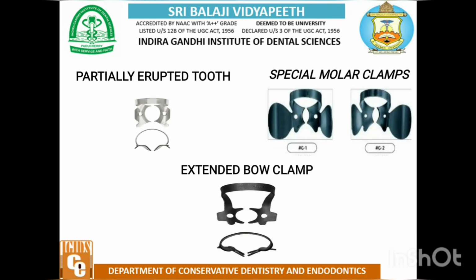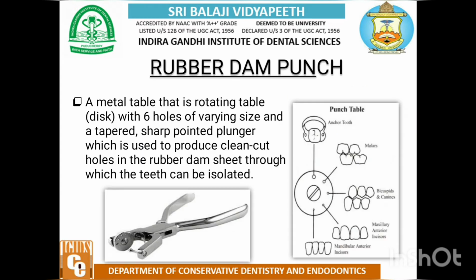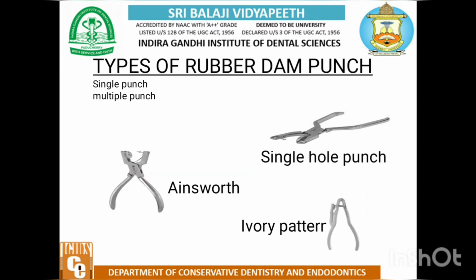A few special clamps that are used in clinical practice: partially erupted tooth clamp, special molar clamps, extended bow clamp. Rubber dam punch: a metal table, a rotating table with 6 holes of varying size, and a tapered, sharp, pointed plunger, which is used to produce clean cut holes in the rubber dam sheet through which the teeth can be isolated. Types of rubber dam punch: single punch, multiple punch, single hole punch, Ainsworth, ivory pattern.